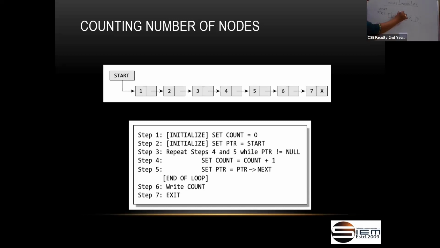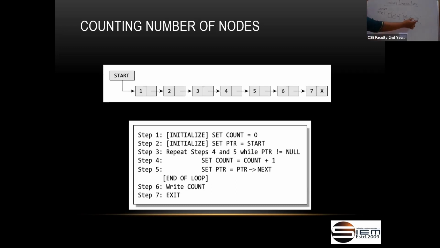Again, count is equal to count plus 1. So now it is counting this node, and pointer equal to pointer next. That means now it will come here and store the address that is stored here, that means the address of this node. So again, count equal to count plus 1.